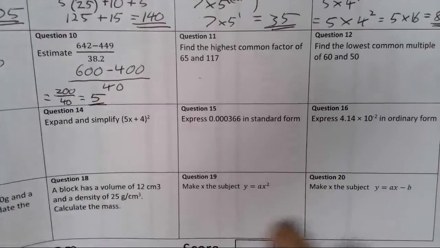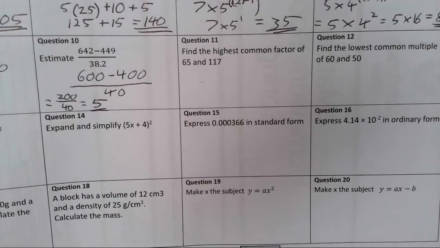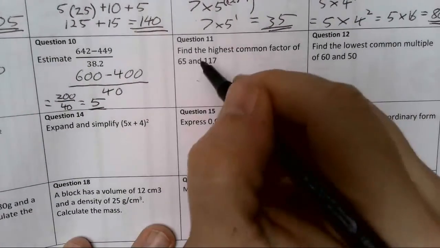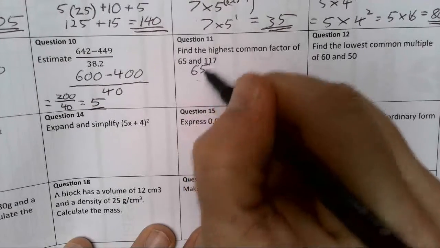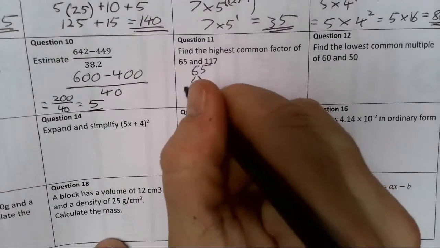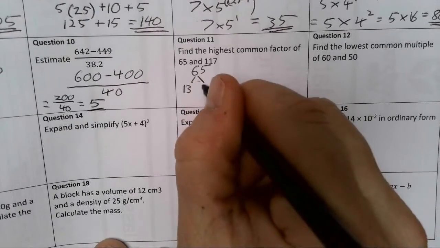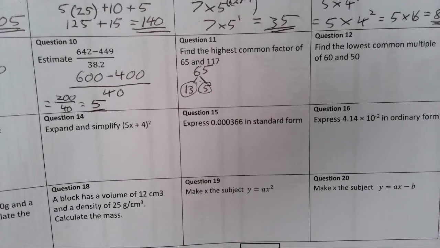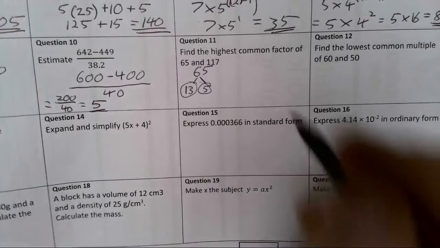Okay. Highest common factor of 65 and 117. So it's quite difficult to squeeze this in, but we want to do a quick bit of finding the prime factorization. So for 65, I think we've got 13 times by 5. Both of those are prime numbers, so 13 times by 5.